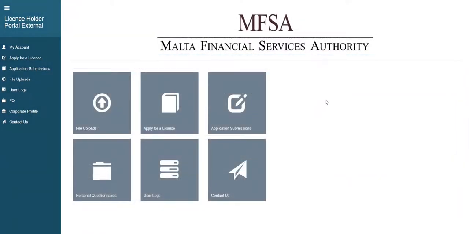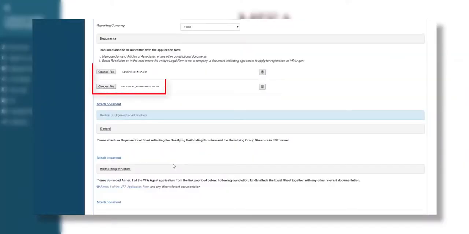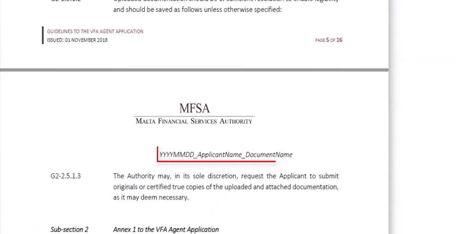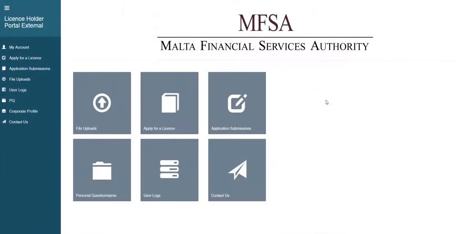Any scanned documents should be uploaded in PDF format unless otherwise specified and be of sufficient resolution to enable legibility. Uploaded documents should be saved as clearly explained in the guidance note, indicating the date, applicant name, and document name unless otherwise specified. Any documentation which is required to be signed and in original should be submitted by mail to the MFSA to the attention of the FinTech team.